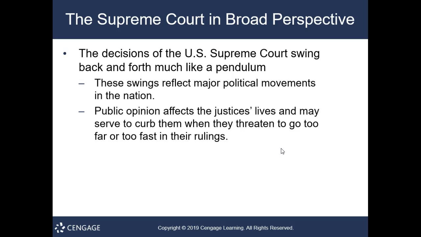Public opinion affects justices' lives and may serve to curb them when they threaten to go too far or too fast in their rulings. Yes, they do worry about what the public thinks, and the reason why is because they want to do the right thing by the public. They may not be worried about it in terms of losing their job because they have lifetime tenure, but they do worry about what they're doing and whether they're doing the right thing. So public opinion does make some difference for that reason. They want to do the right thing, not because they're worried about their jobs.